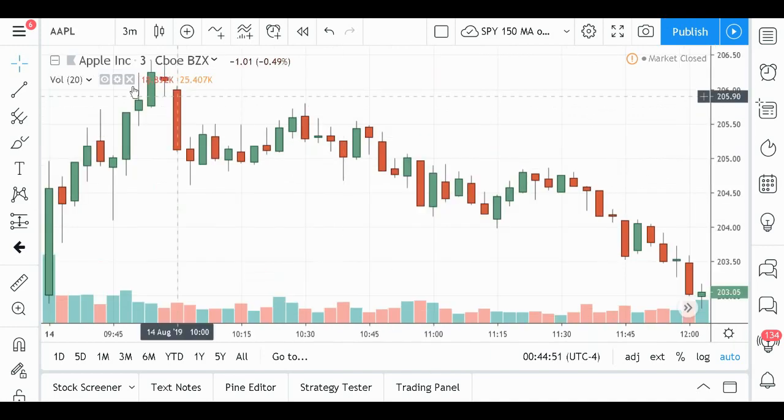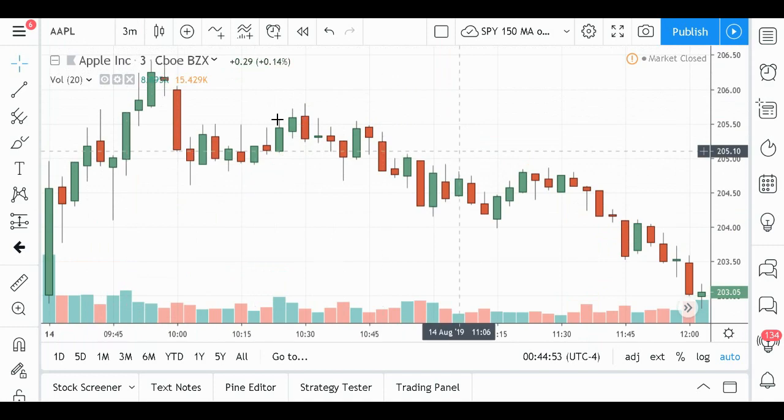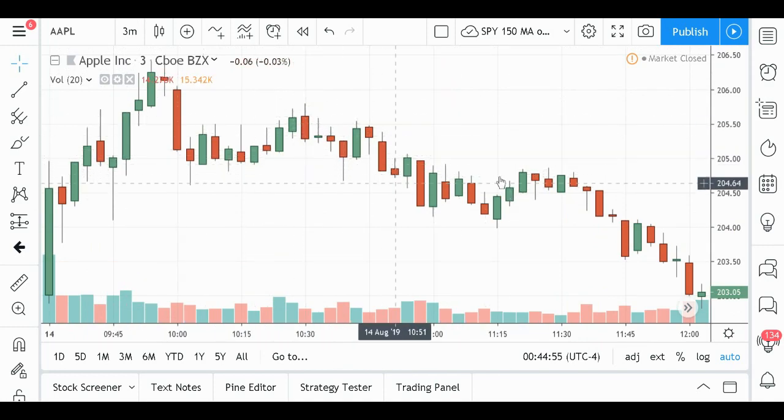All right, but let's look again. We're at the 3-minute candlestick chart for intraday trading. This is a good way to go, one way to go.